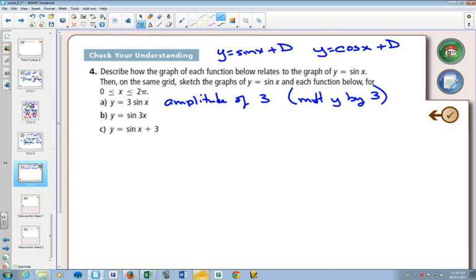Sine of 3x, what's that going to change? That's going to change our period. So here our period will equal, instead of regular 2 pi, it's going to be 2 pi over 3. So that's the language of sinusoidal stuff. If we go to transformations, that's where your x value gets multiplied by 1/3.